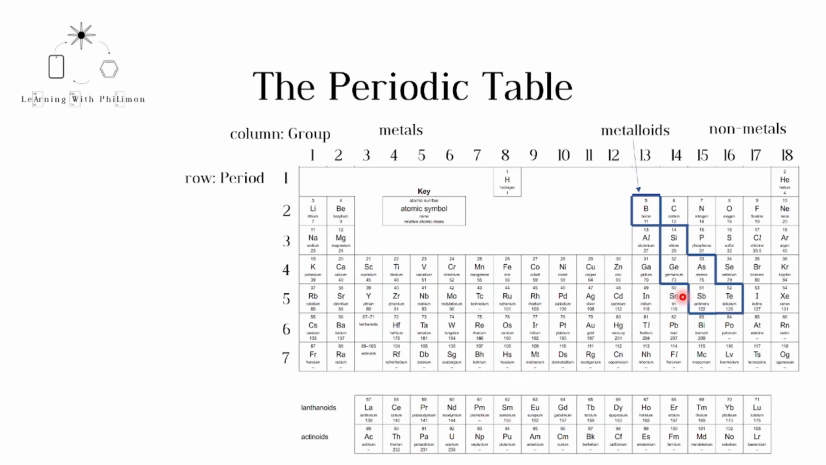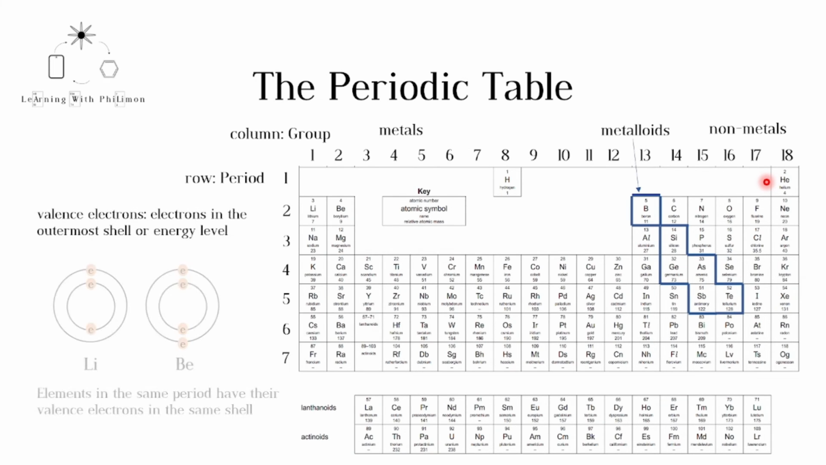Students often get confused because they do not count the first period, which only contains two elements, hydrogen and helium. Elements in a period have their valence electrons in the same energy level. Valence electrons are the electrons in the outermost shell or energy level. Both lithium and beryllium have their valence electrons on the second shell or energy level. I will discuss this in more detail in the IB and A-level videos.